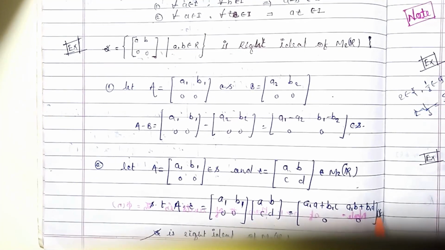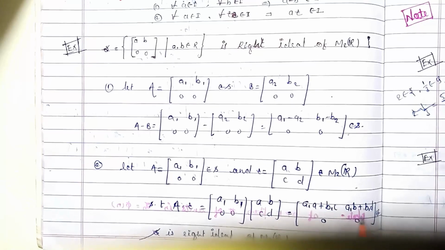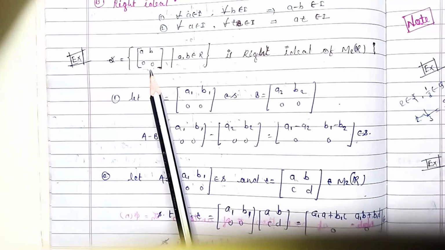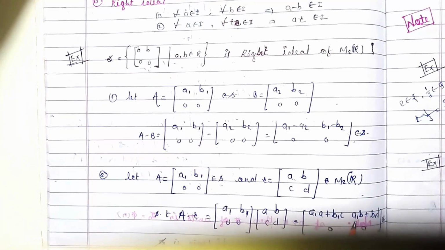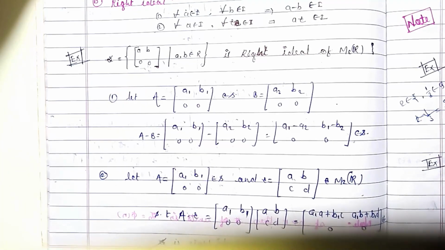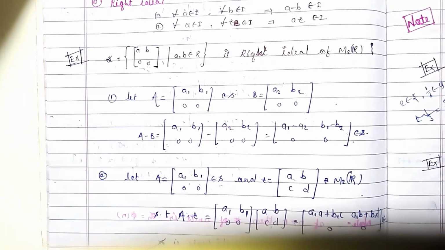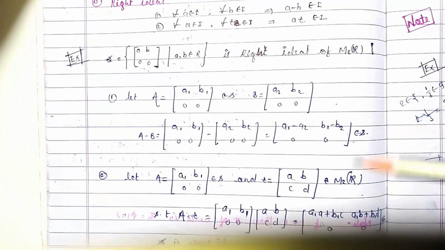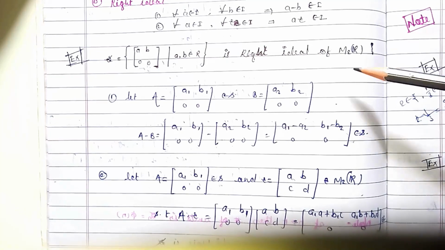So we can see here that the first element is non-zero, the second element is non-zero, and the third and fourth elements are zero, which is a similar format to our ideal S. So this set represents the ideal S. If this holds here, then we say that our S is a right ideal of M2R. So this is the right ideal for M2R. That one we have to show here only. I hope you all have understood this example.